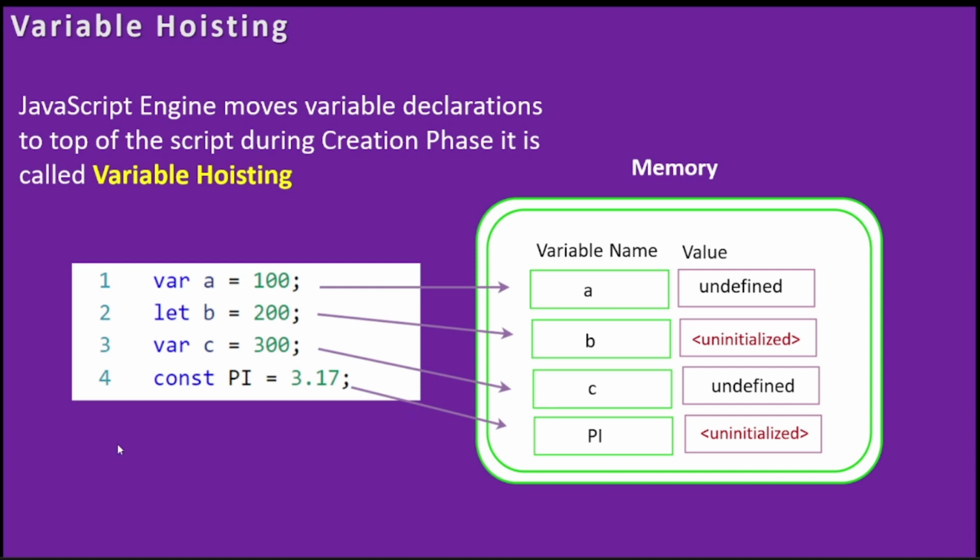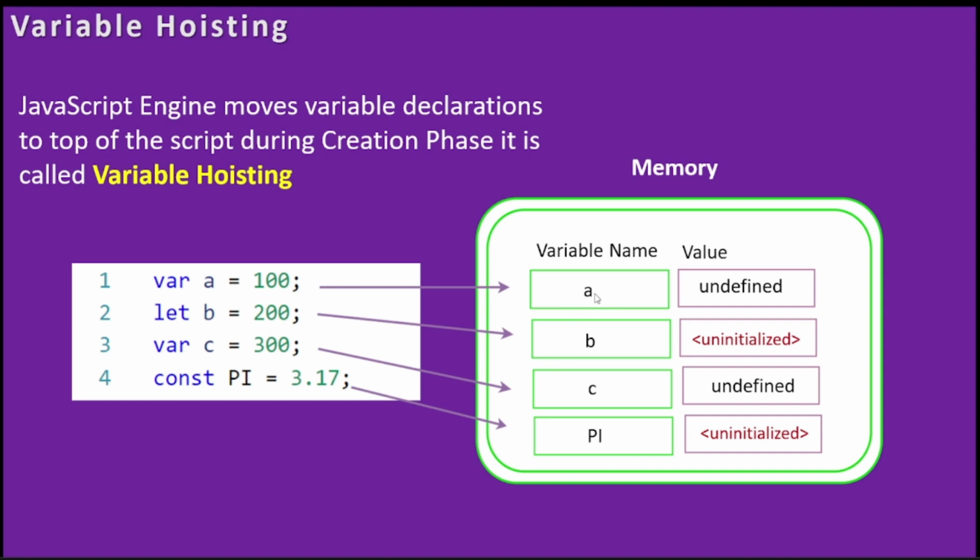Here is a script which I have created, in which I have created 4 variables by using 3 different keywords which are available in JavaScript. That is var a equal to 100, let, and const pi. Whenever you create these variables, what does the JavaScript engine do at the creation phase? This is the creation phase, and this is the memory. Moving to the top means it will make all your declarations available to your script. That is what moving to the top means.